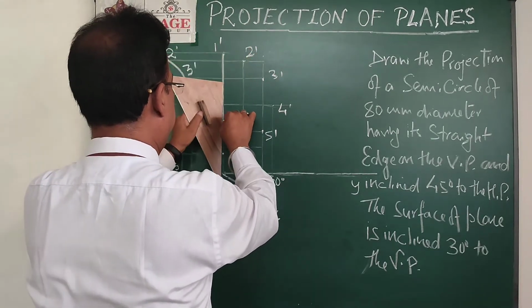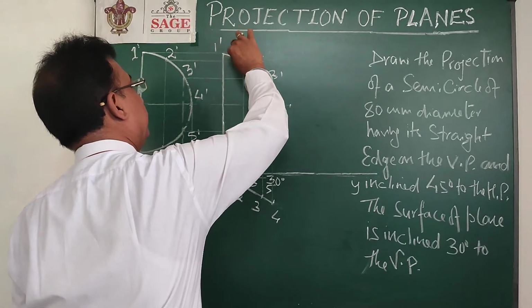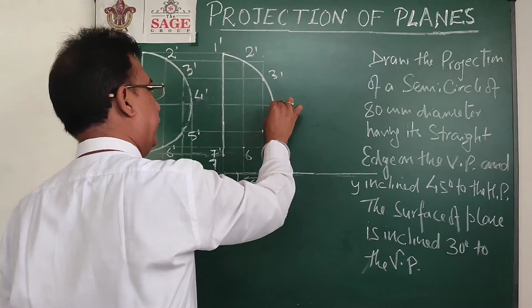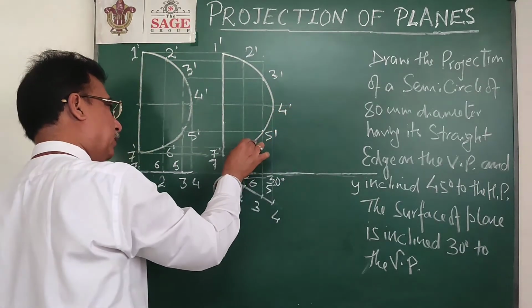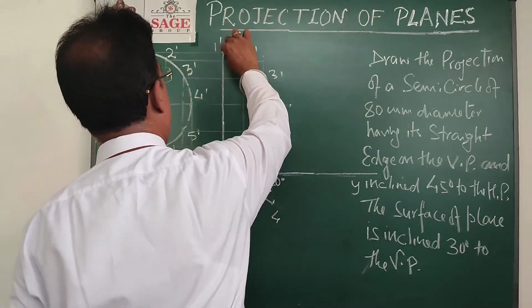This will be the straight edge, and these points will be joined with the help of a freehand curve like this. So now look at this figure.